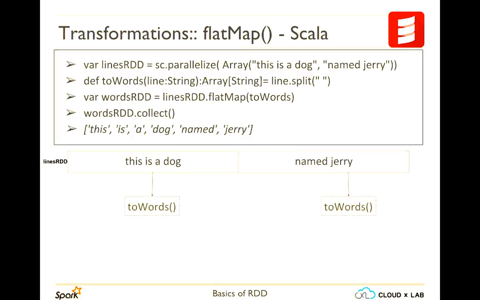So you can see in the diagram, toWords is called. This is a dog will be converted into one array of strings, and toWords will again convert the next one into other strings. So the resultant will be a single array containing all the elements.